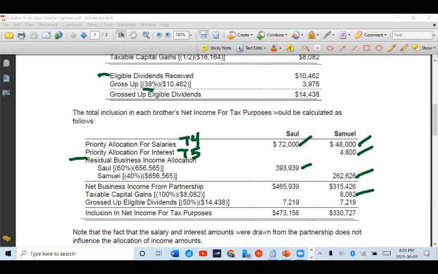So you guys should remember that little bit of basic gross up and tax credit stuff from back in chapter 7. So some of these little things we learned before are going to pop back to haunt us here.